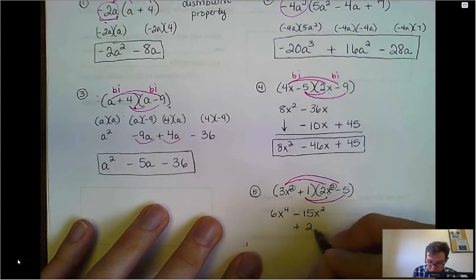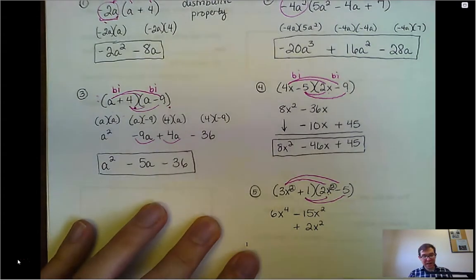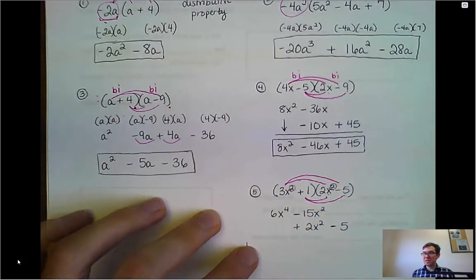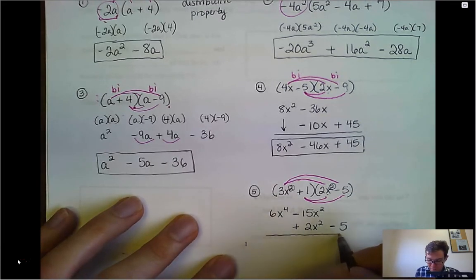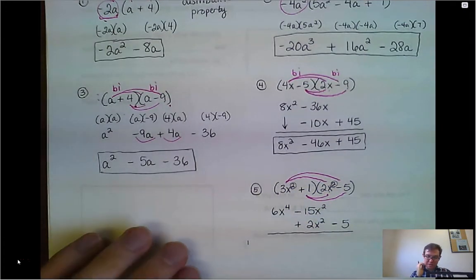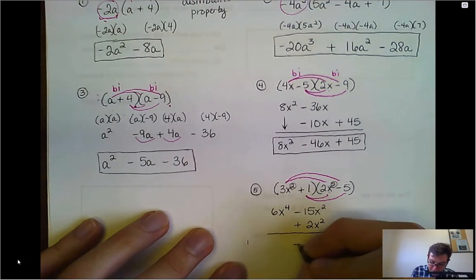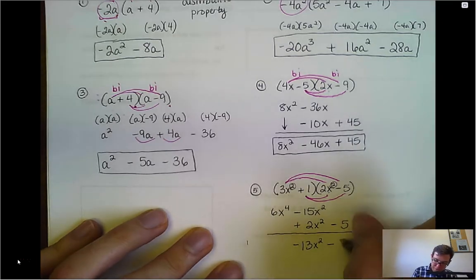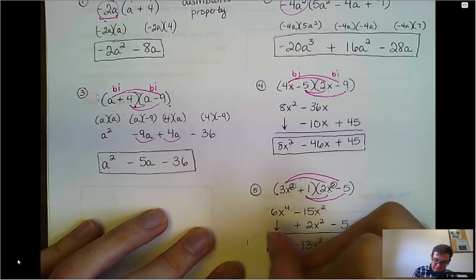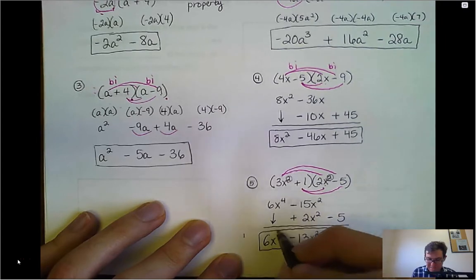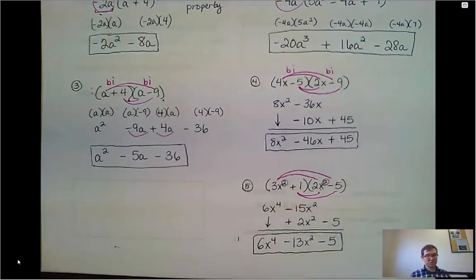So that's 2x squared. And again, like terms, so I'm going to line them up. And then 1 times negative 5, that's going to be negative 5. So again, I can now simplify very easily, because I can see my like terms. I have the negative 15x squared plus 2x squared. I can combine those very easily. So that will give me negative 13x squared. And then we'll have to bring down the minus 5 and bring down the 6x to the 4th. So there's our final answer of 6x to the 4th minus 13x squared minus 5.